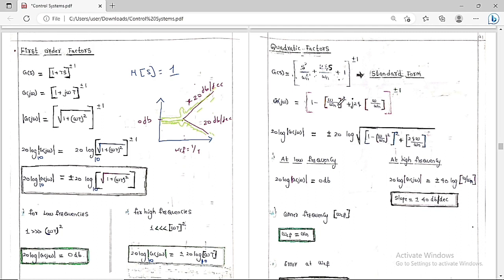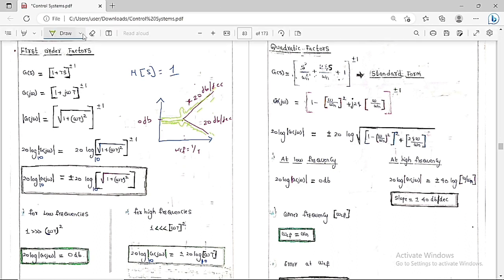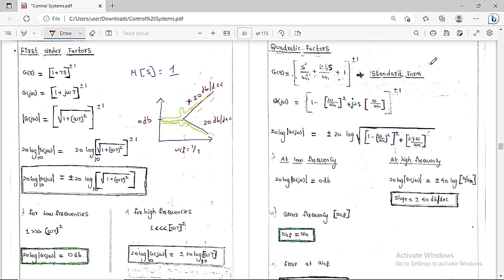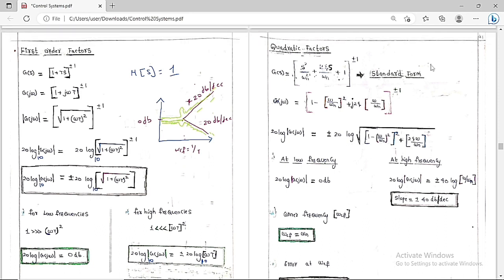So this is basically the standard form. Always you have to write in this format only. So therefore we can say h of s, I am going to assume its value is always equal to 1. So g of s and h of s, always we have to write in this standard form for the quadratic, with the power equal to plus or minus 1.